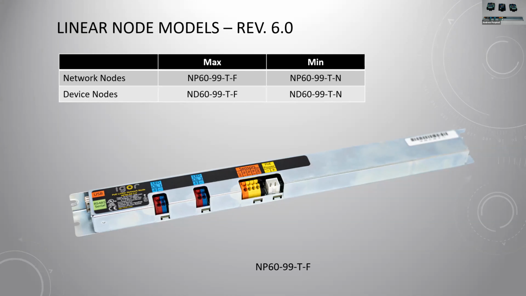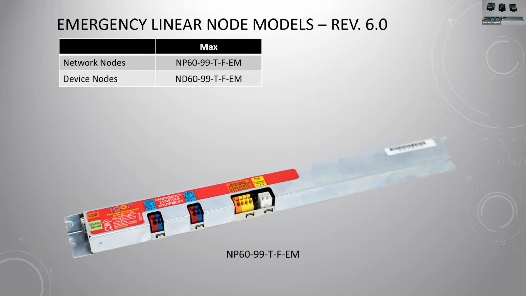Going on to the next slide, we'll have our Rev 6 linear emergency nodes, and so we have just two versions of this, a network and a device one, both in the max form factor. So it's got the USB, it's got the RS-485, PoE power, sensors and such, but the most important thing, of course, is the two LED drivers for that.